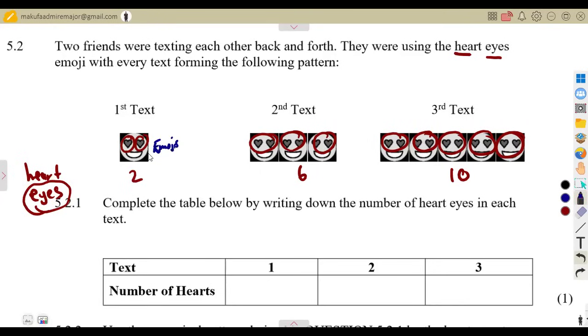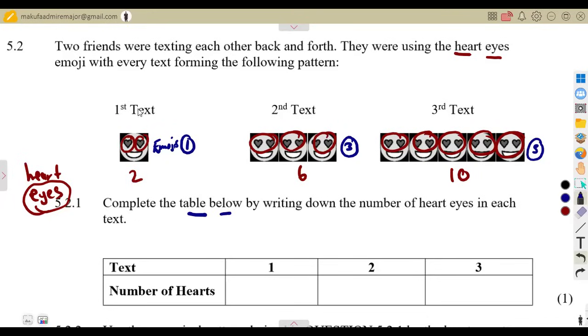I'm going to write them in blue. The number of emojis that we have here is 1. How many emojis here? 1, 2, 3. There are 3 emojis here. How many emojis? 1, 2, 3, 4, 5. There are 5 emojis there. So don't confuse the heart eyes and the emojis. The question was, complete the table below by writing down the number of heart eyes in each text.